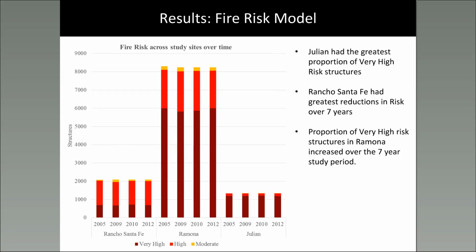And here's the results of our risk model. As you can see here, Julian had the greatest proportion of very high-risk structures, and this wasn't surprising given the site study and also the reliance of the model on hazard itself and defensible space. Visiting Julian, there's a lot of wildland vegetation, as I said, and also a lot of small log cabins. Rancho Santa Fe had the greatest reductions in risk over the 7 years, and the proportion of very high-risk structures in Ramona increased over the 7-year study period, which was interesting.